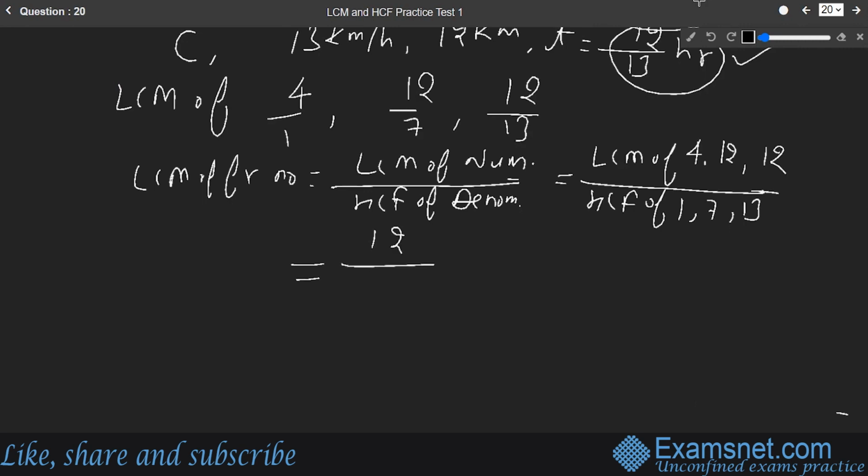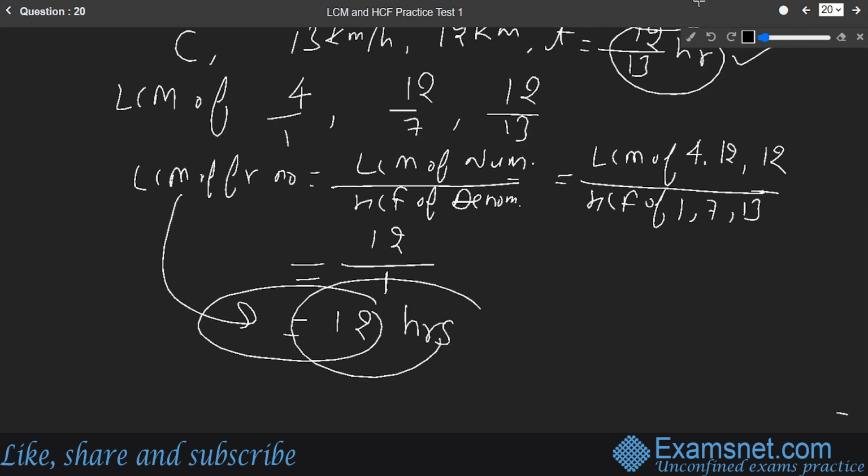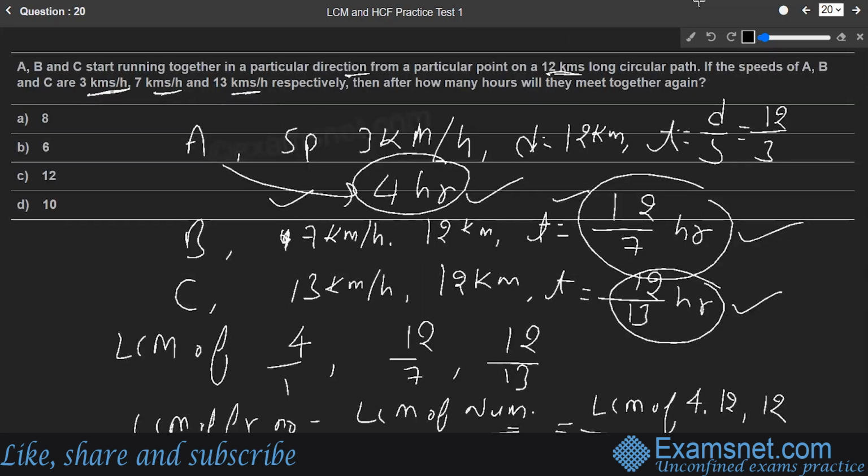What about the HCF part? Highest common factor of 1, 7, 13 is obviously 1 only. So the LCM of all these numbers is coming out to be 12. So obviously they're going to meet after 12 hours. And that is option C, and it's the right answer.